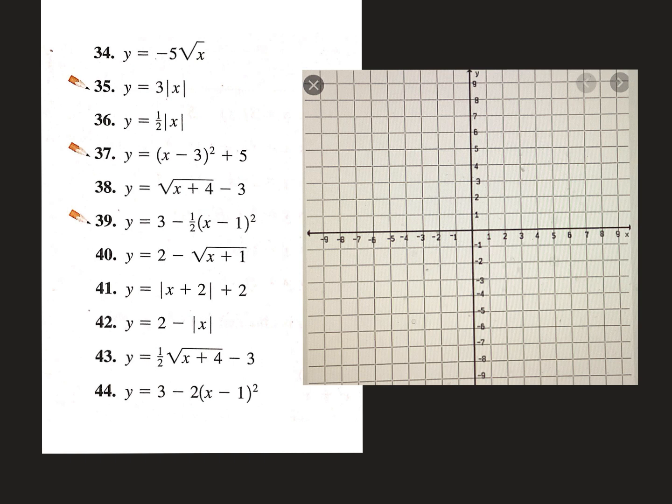So like everything inside, shift your graph left to right, opposite what you think. Outside, shift your graph up or down, exactly like you think. Negative in the front reflects across the x. Negative inside reflects across the y. Number in the front, less than 1, vertical shrink. Number in the front, greater than 1, vertical stretch.